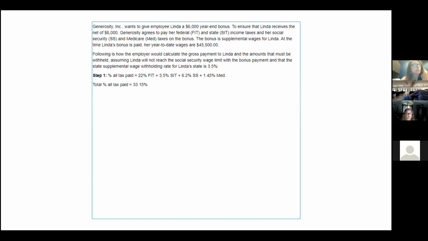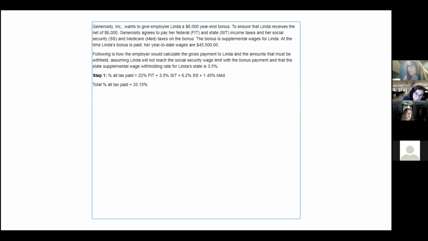So for federal income tax, we're going to put 22% because they told us this is a supplemental wage payment. And they also told us that she only has $45,500 so far this year. So we don't have to use that 37% because she's not over $1 million. So we're going to use 22%. They told us that her state has 3.5% for supplemental tax rate. We already know she has to have Social Security and Medicare because she only has $45,500, which means she's below the Social Security limit and she's not over the additional Medicare limit. So those are my taxes. I'm going to add them all together and I get that she has to pay 33.15% in taxes.